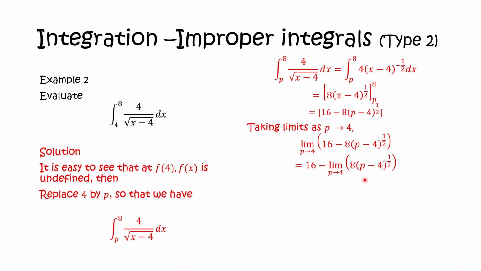As p approaches 4, the limit of 8 times (p minus 4) to the power half becomes 0, because when we substitute the 4 there, it goes to 0. As that approaches 0, it means the integral from 4 to 8 of 4 divided by the square root of x minus 4 dx approaches 16. That is our final answer.